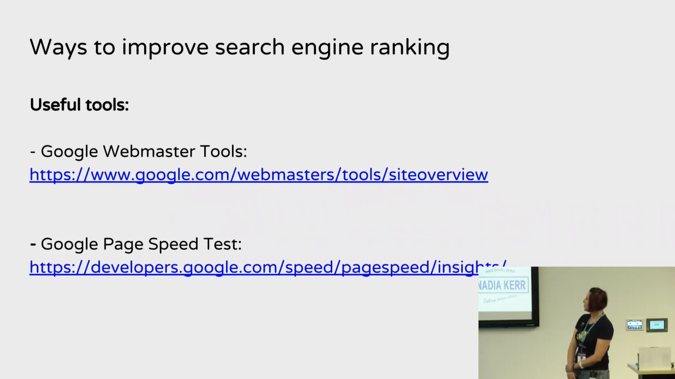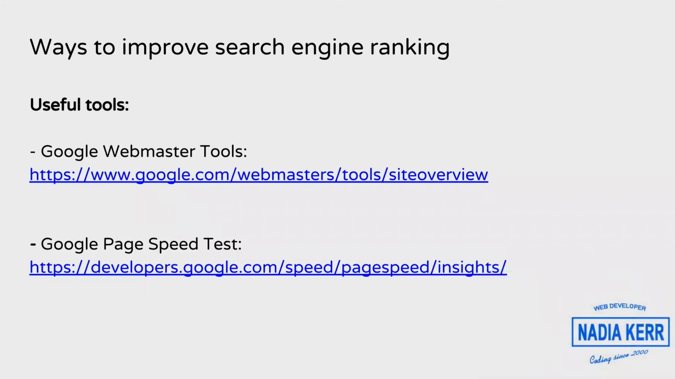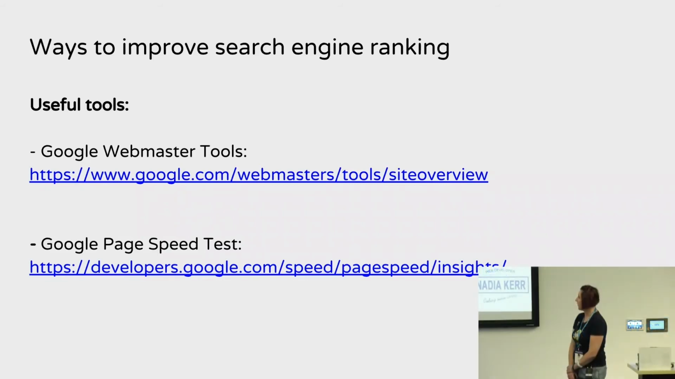Some useful tools. As mentioned before, the Google Webmaster Tools, you can just Google search for Google Webmaster Tools, the same with Bing Webmaster Tools. Google Page Speed Test. This one will tell you if your site is running too slowly. It'll actually give you a score out of 100 for desktop view and for mobile view. But it'll also give you a whole heap of pointers and tips on things to look for of how to improve.